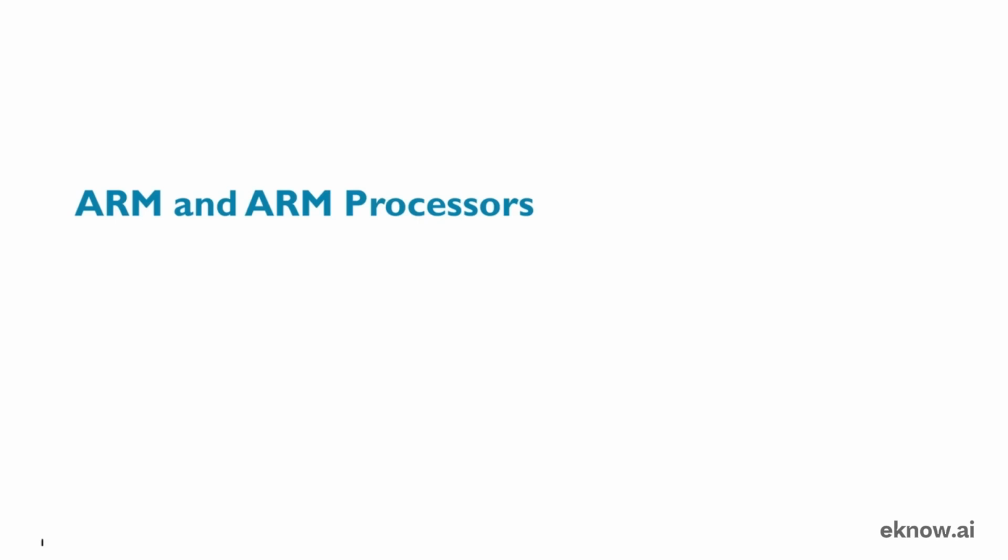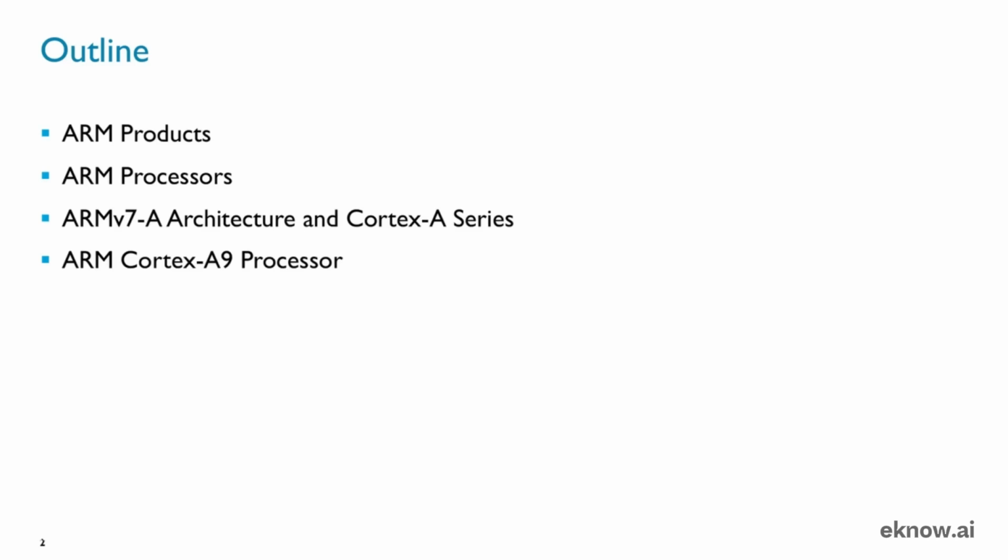In the following sections, we're going to explore this world in more detail. We'll look at the different products ARM offers, the various families of ARM processors, and then we'll dive deep into specific architectures and processors to understand how they work and what makes them so popular. This outline gives us a clear roadmap for what we're going to cover in this section.